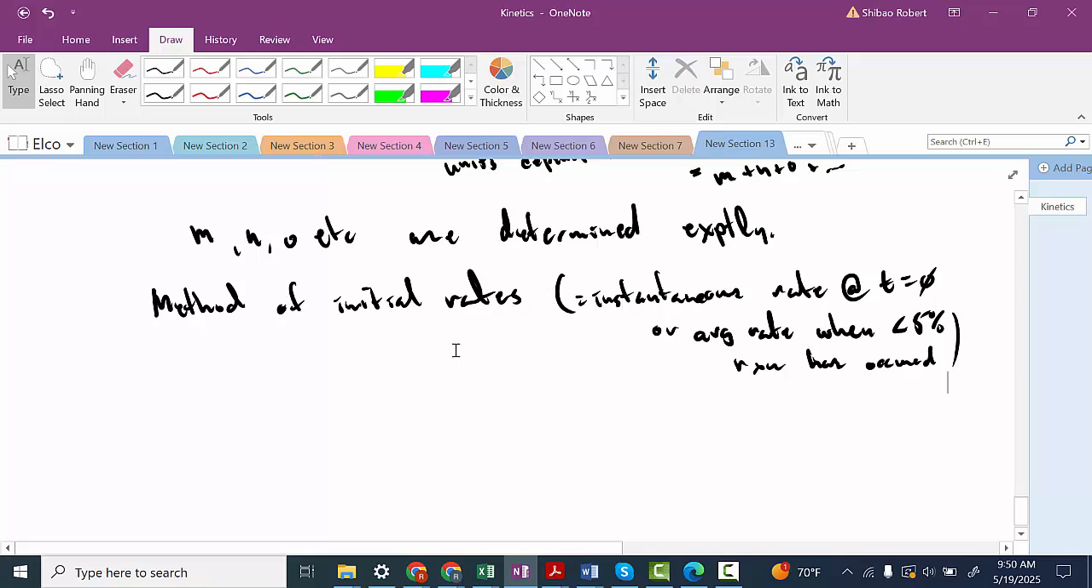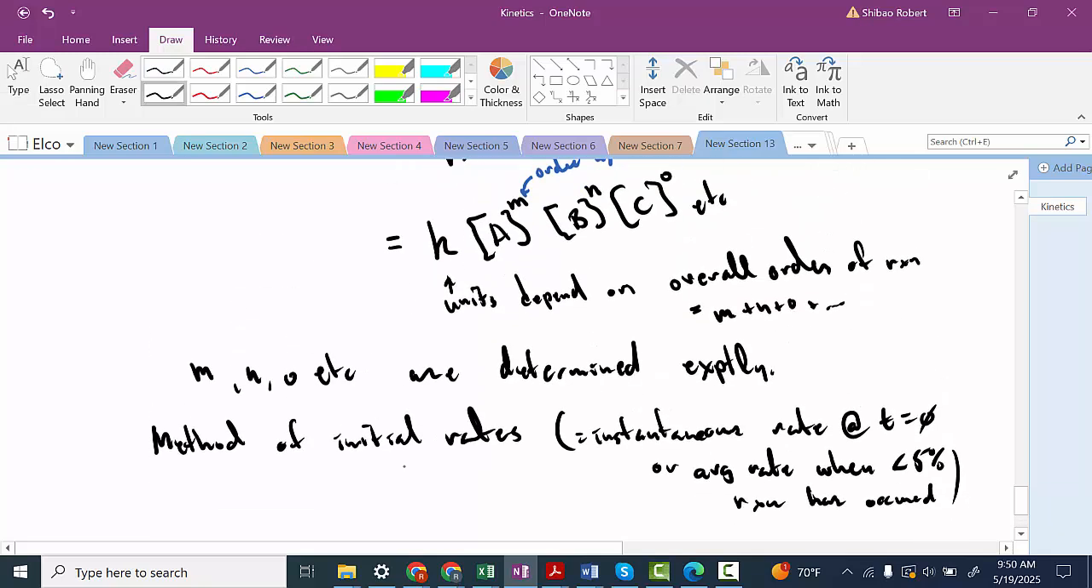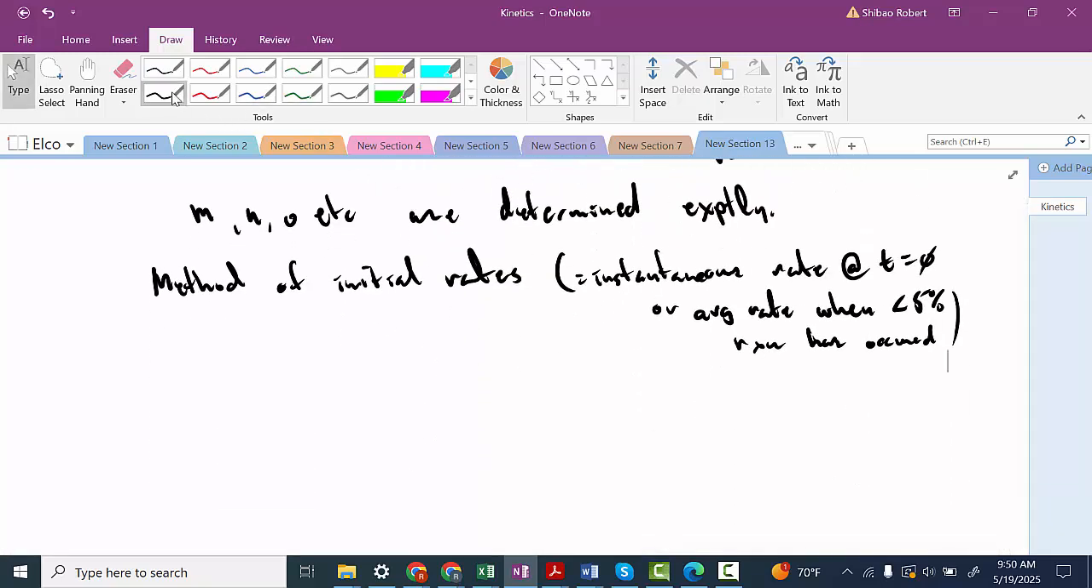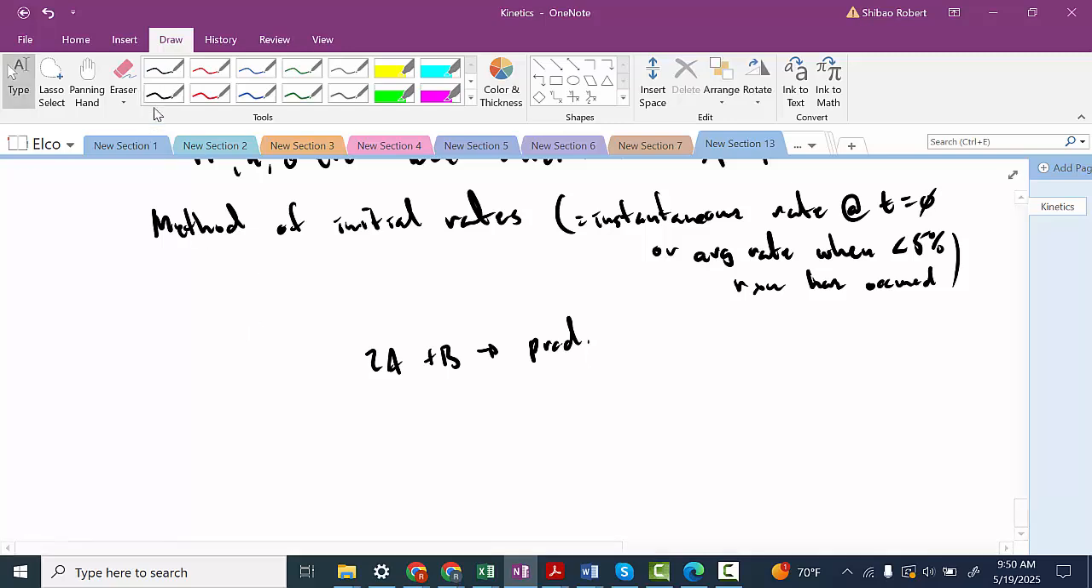So this is what we do. You do the reaction. Let's say I had a reaction like this, 2A plus B yields product, would be an example. And so what we'll do is we'll just have the initial concentration and the initial rate.